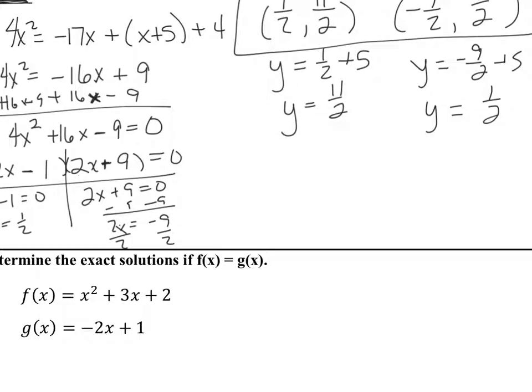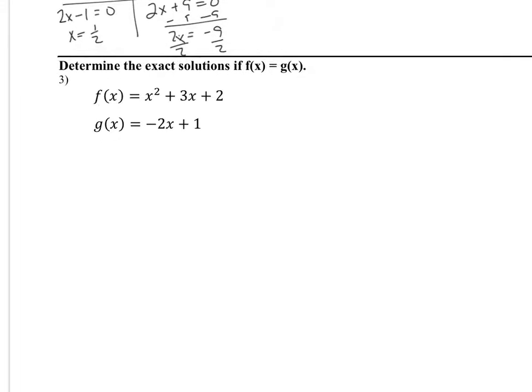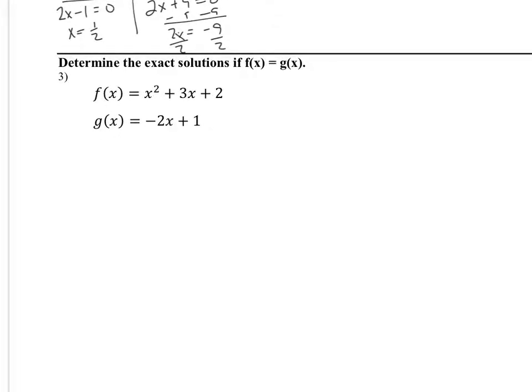All right, so then the last one here. This one's slightly different, and notice the way the question is asked. Determine the exact solutions if f of x equals g of x. So the difference here is there's no y in the problem, and there's no y in the answer. They just want x's. You don't have to plug them back in and find y. And when they say exact solutions, chances are we're getting fractions or radicals, so break out your quadratic formula muscles, and we'll do this.